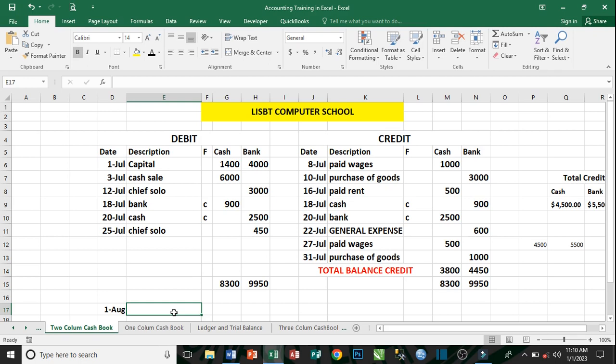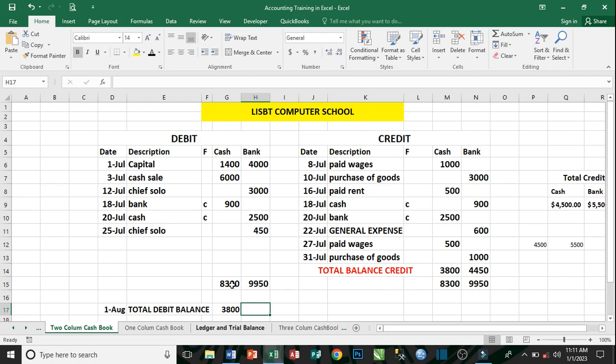Okay, August 2022, total debit balance. You put total debit balance. You see, you record this one here, and the total debit balance here is 3,800.